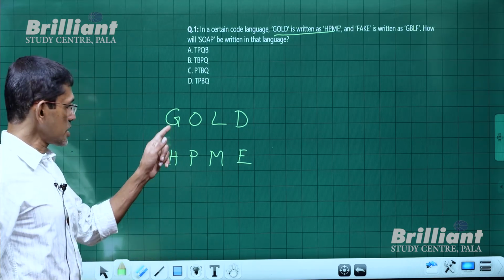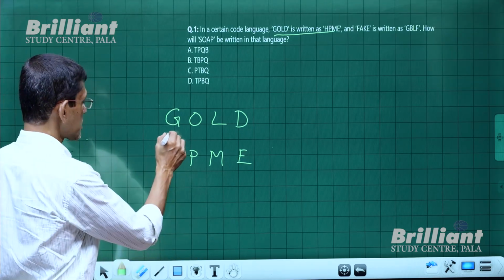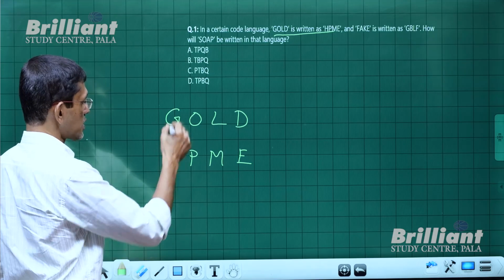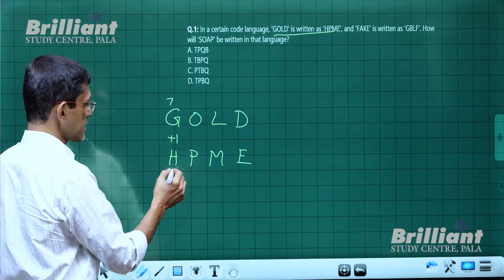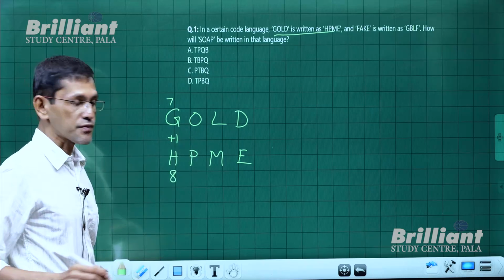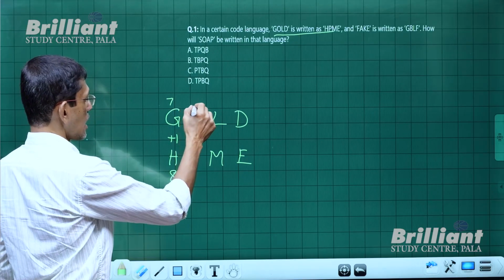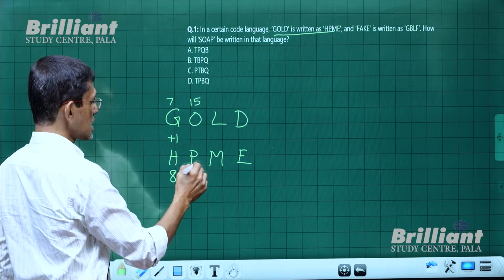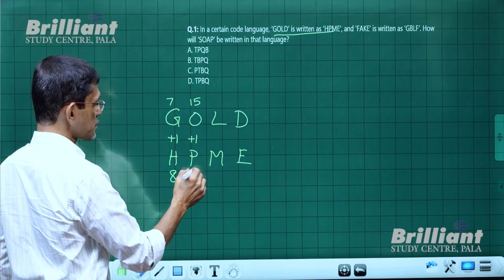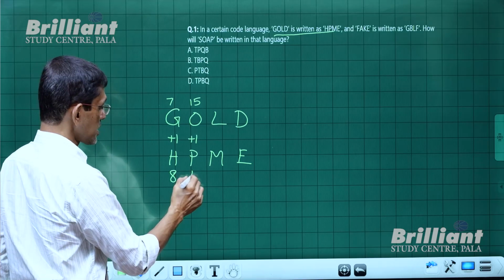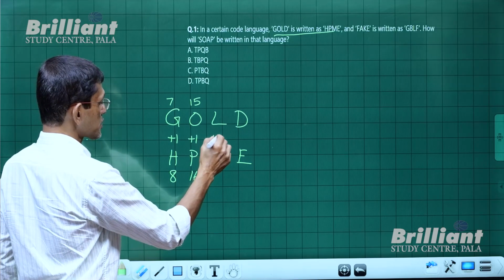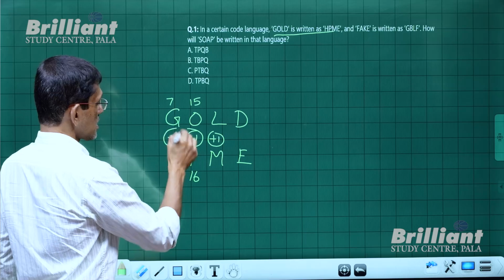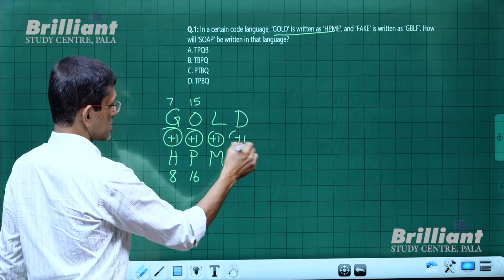Look at that, G is coded as H, so it's plus 1. G's position value is 7, and H is 8, so 7 plus 1 is 8. Next, O is 15, 15 plus 1 is 16, so P is 16. Again, L plus 1 is M, and D plus 1 is E.